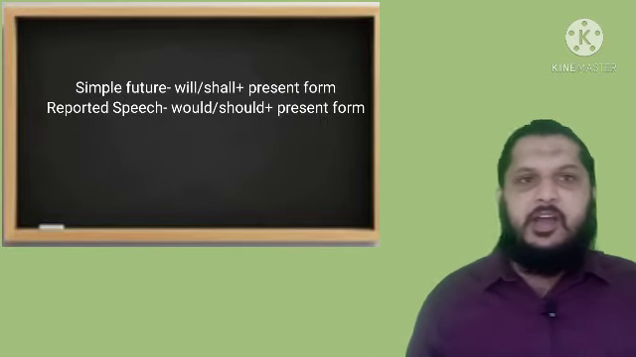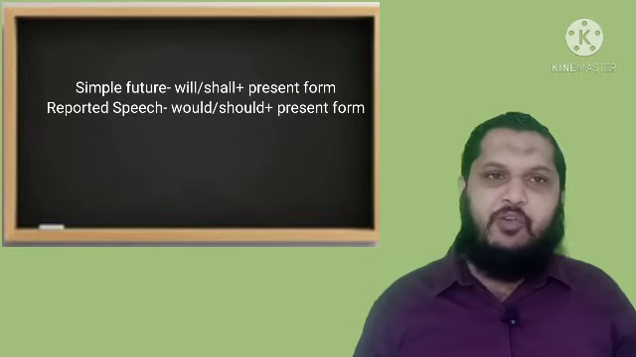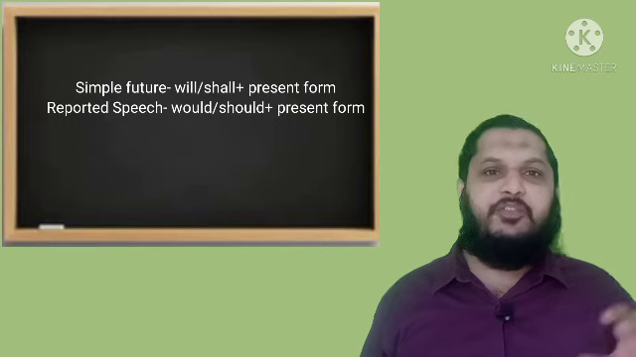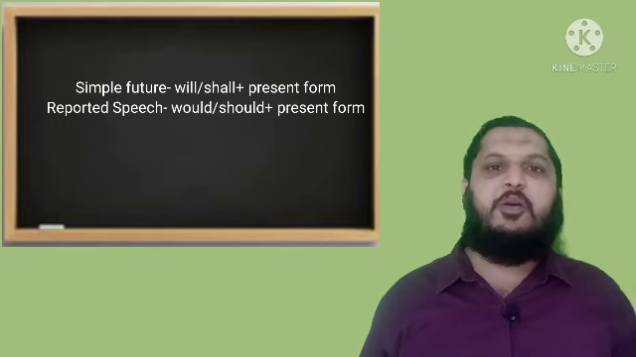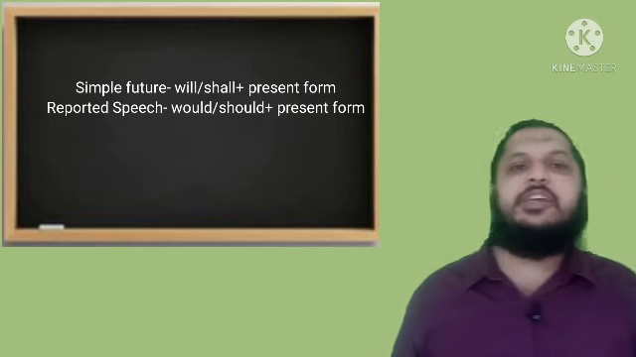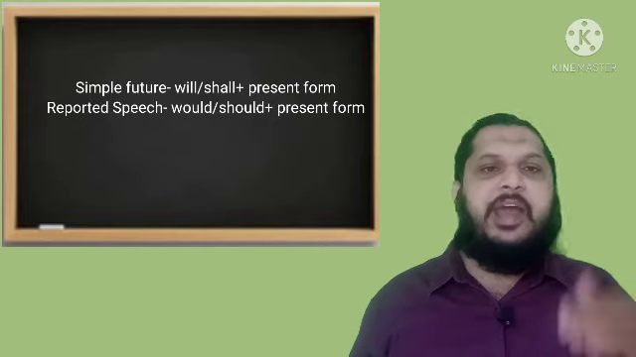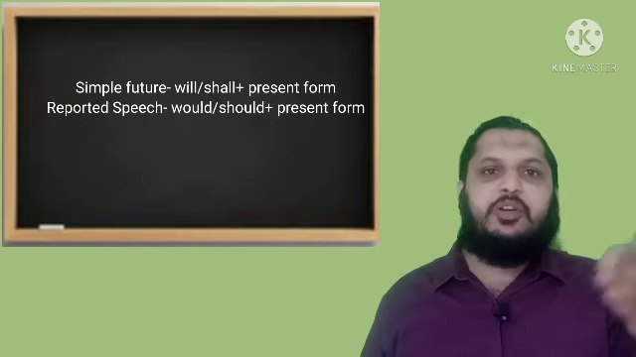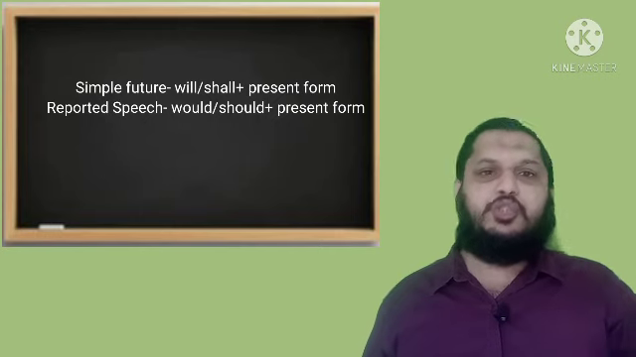Look at this here. Simple future tense. We have already learned the form of the verb in simple future: will or shall plus base form of the verb. So when you change such sentences from direct to indirect, instead of will or shall, we use would or should.